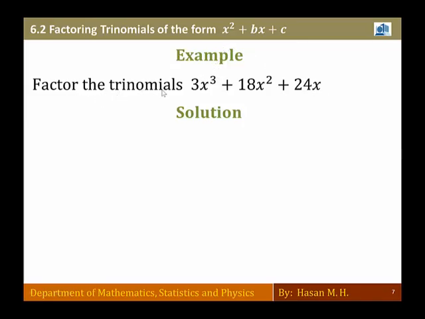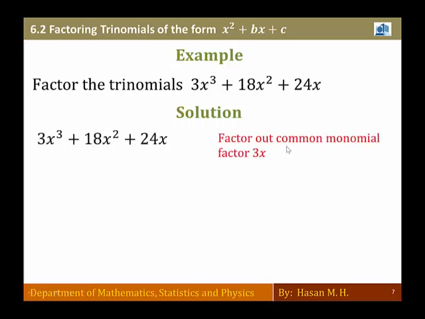Example: factor the trinomial 3x cubed plus 18x squared plus 24x. To factor this trinomial, first factor out the common monomial factor 3x. So this will equal 3x times open parentheses x squared plus 6x plus 8 close parentheses. Now factor the trinomial that's inside the parentheses.